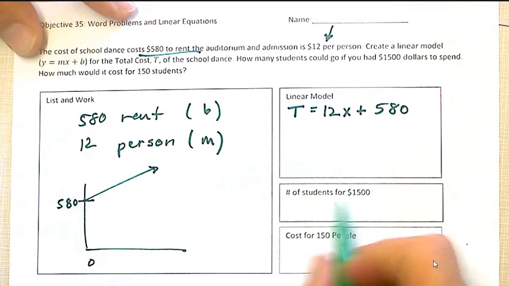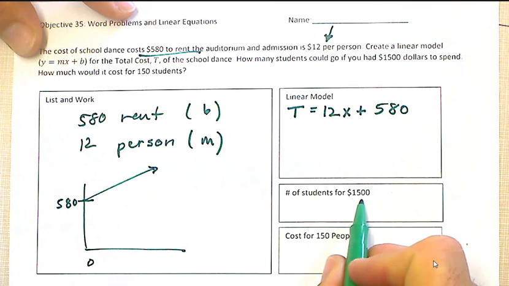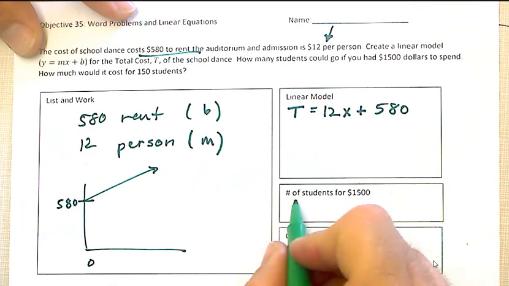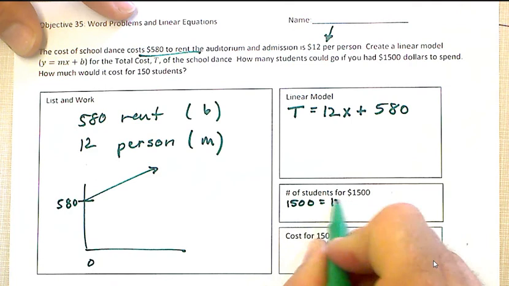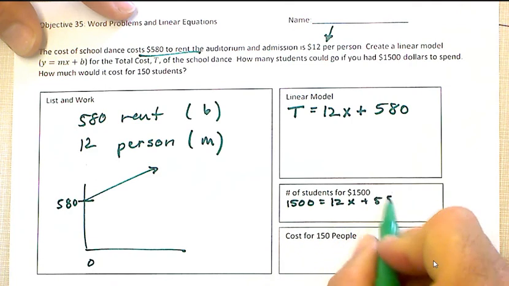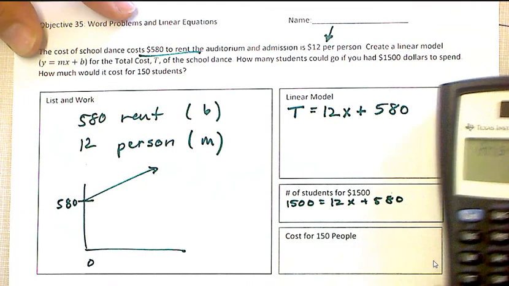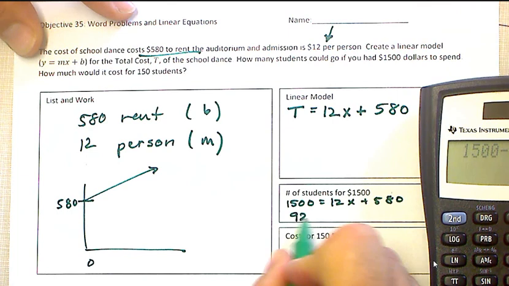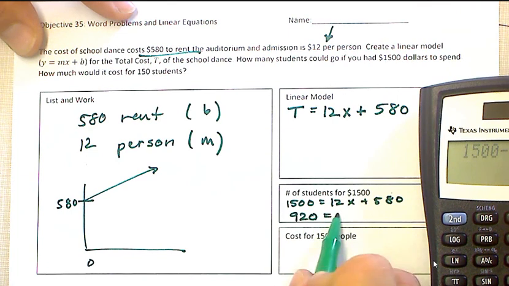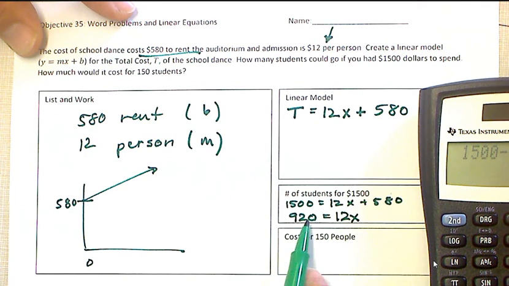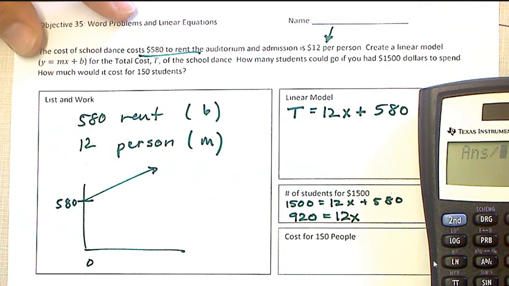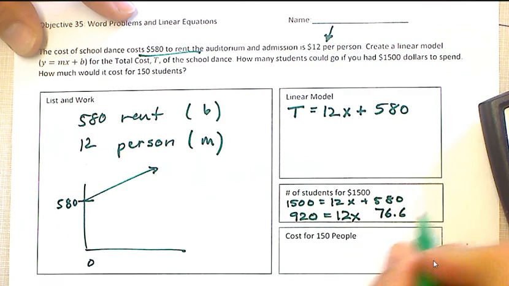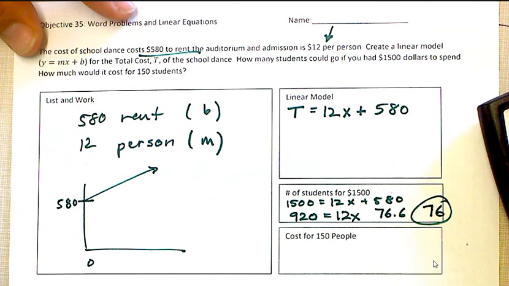Now I asked for the number of students for $1,500. So basically, I'm asking for two separate things. I'm telling you your total cost is $1,500, and I'm asking for the amount of people. So we would take the $1,500 and subtract the $580, minus the rent, and you have $960 to spend on a certain amount of people. Divide that by $12 per person, and it's 76.6. You can't have 0.6 of a person, so we'd say that's 76 total people.